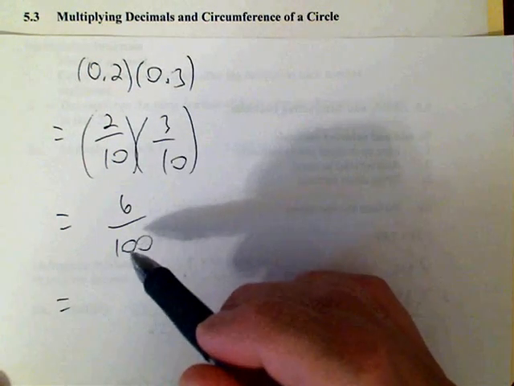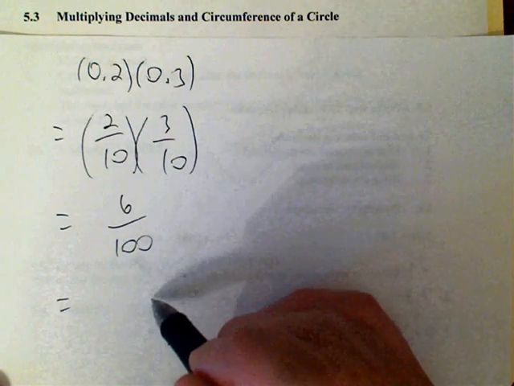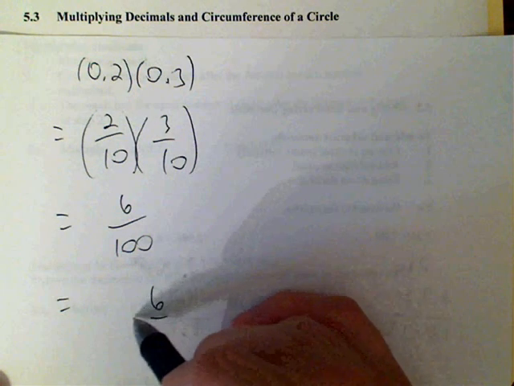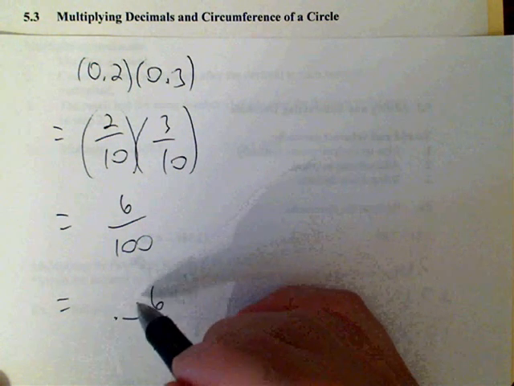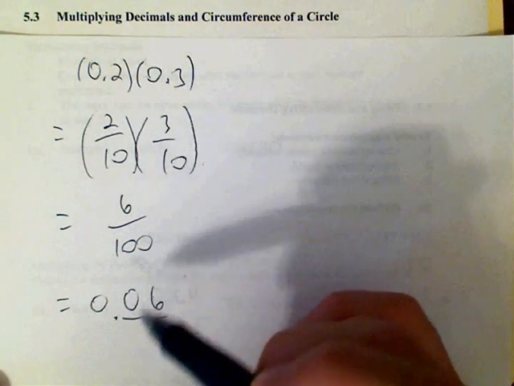Now, to convert this back to a decimal, it's all about place value. 6 hundredths. That means the 6 is in the hundredths place. There's the hundredths. There's the tenths. So we don't have a number there, so we use a 0. So 0.2 times 0.3 is 0.06.